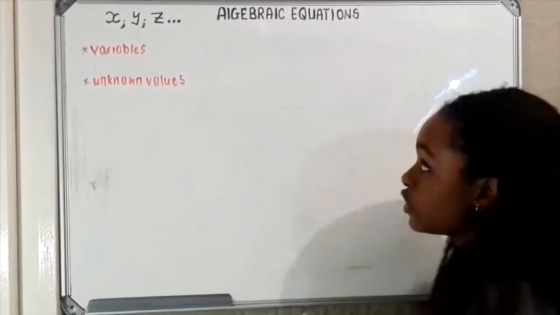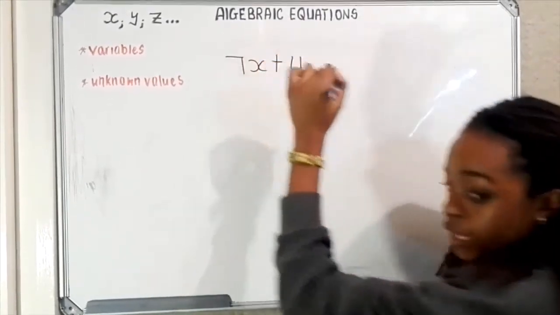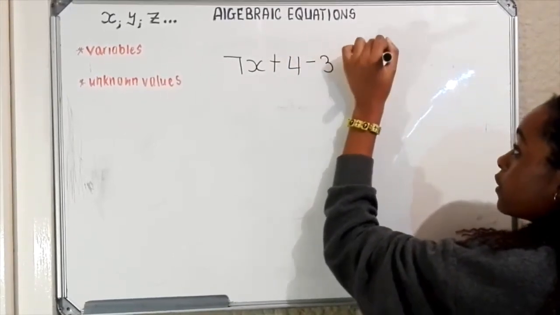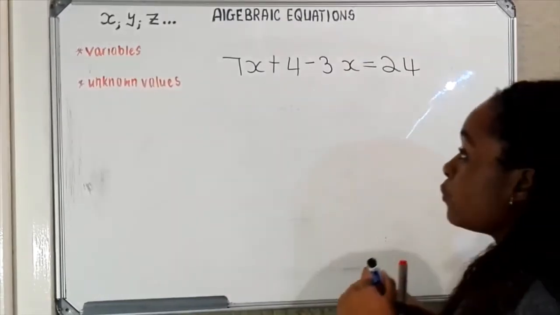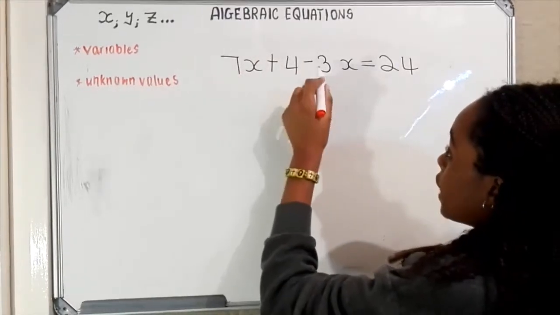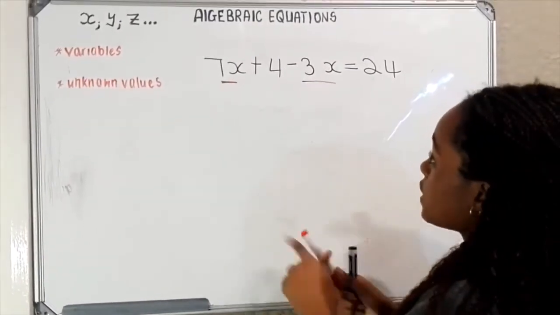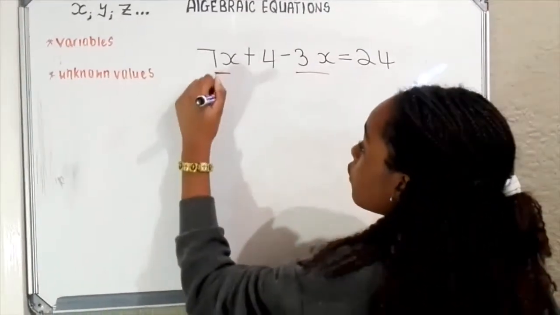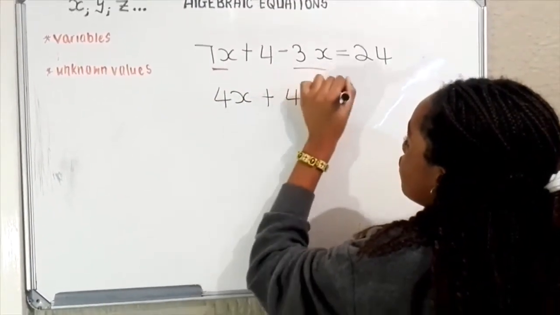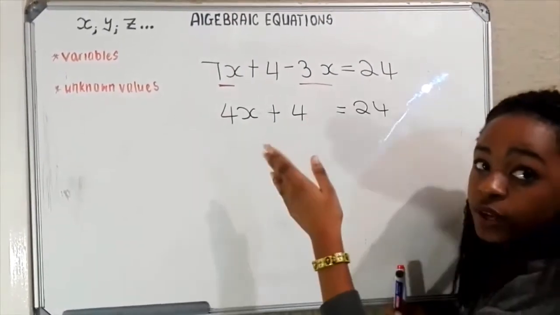Okay, let's try this one. Say you have 7x plus 4, and we're going to minus 3x is equal to 24. Again, like the previous one, 7x and minus 3x are like terms, so we can simplify it by saying 7x minus 3x, which will give us an answer of 4x plus 4 is equal to 24. Okay, so this is something we're familiar with. Now we can just carry out this equation.